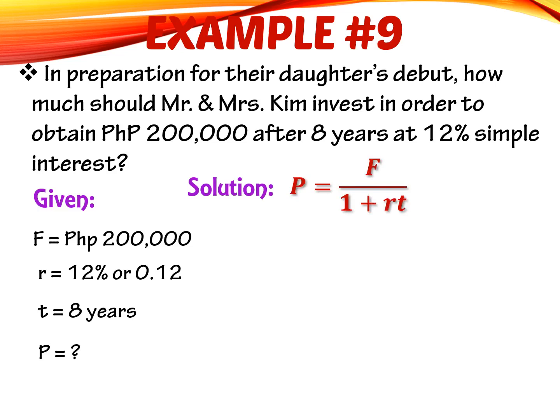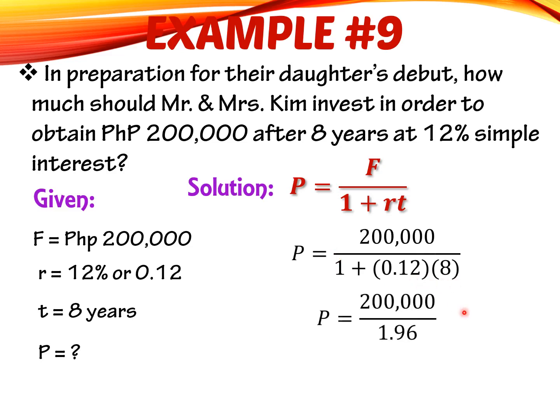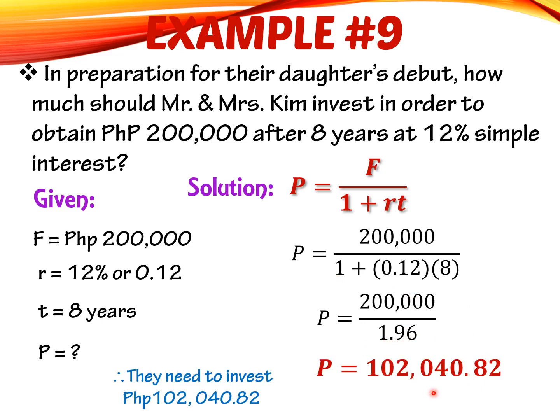Okay, so substitute. That will give you 200,000 divided by 1 plus 0.12 times 8. So multiply this one, that will give you 0.96 plus 1. So that will be 1.96. And then divide this one. So you will have 102,040 pesos and 0.82. So this should be the amount to be invested today, or at present, so that after 8 years, it will become 200,000 pesos. Okay, so that is how you solve for this problem.